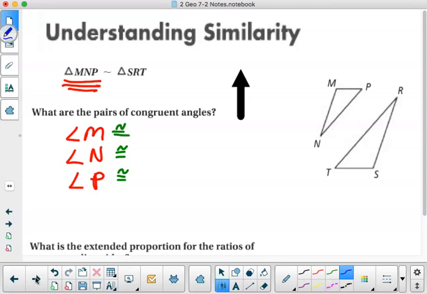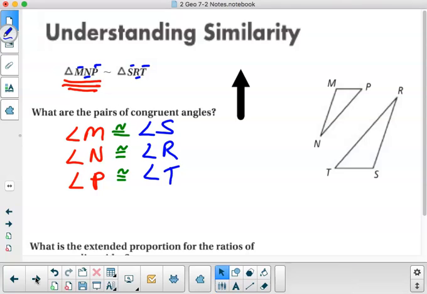So M is in the same position as S. Oh, it's angle S. And N is in the same position as R. Oh, angle N is congruent to angle R. And angle P is in the same position as T, so angle T must also be congruent to angle P. That is, order matters. Okay?